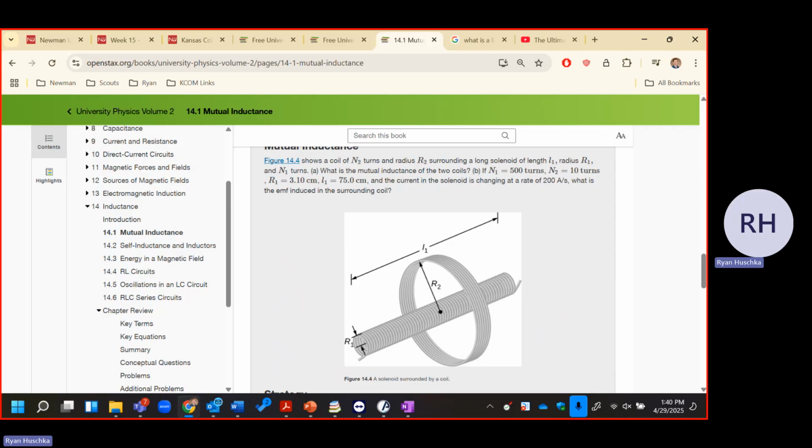So our inner ring is here. And so what is this causing? This is causing a current to flow in the outer ring. This is a little bit opposite what we just had in that derivation. We just have the current connected to the middle one, and that's causing induction or a current to flow in the outer one. And it's changing at 200 amps per second. What is the EMF induced in the surrounding coil? So we've got to find the M, and then we have to find our EMF that's induced in that particular coil.